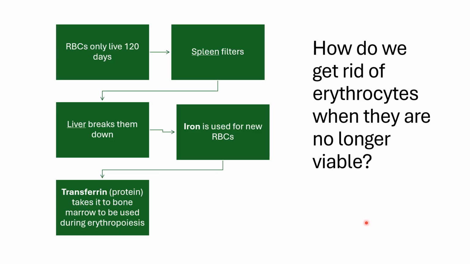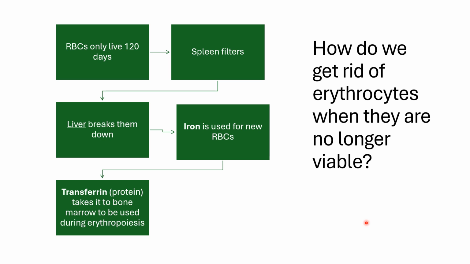So as I said before, the RBCs only live 120 days. They are sent to the spleen. They're targeted by chemicals, and they're sent to the spleen to filter them out of the blood. And then they get sent to the liver to break them down. The iron is stored by the liver and sent to the bone marrow so that it can be used to make new RBCs. And transferrin is the protein that takes it to the bone marrow to be used when RBCs are made.